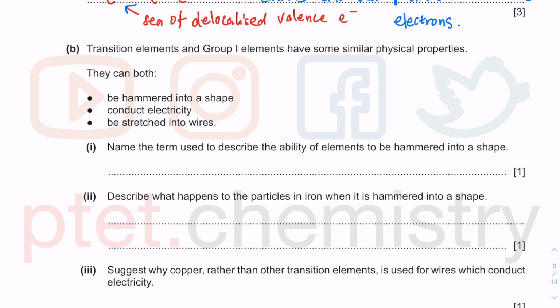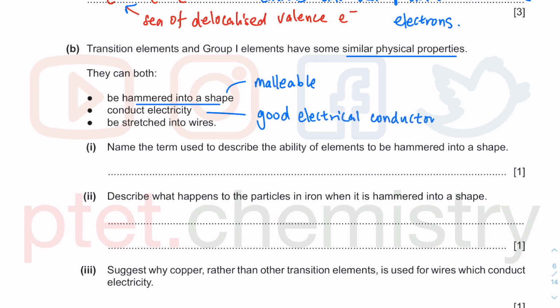Part B, transition elements and group 1 elements have some similar physical properties. They can be hammered into thin shape, into any shape. Basically, that is a property called malleable. And they conduct electricity. In fact, we know that it is a good electrical conductor, and that is due to the presence of the free electrons.